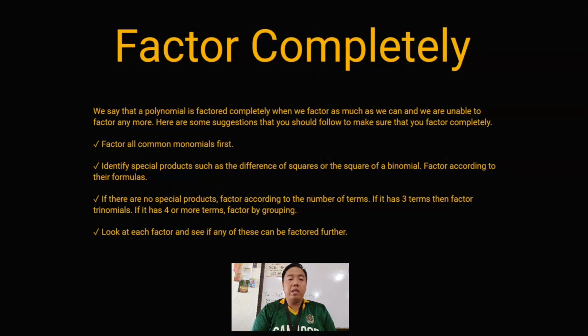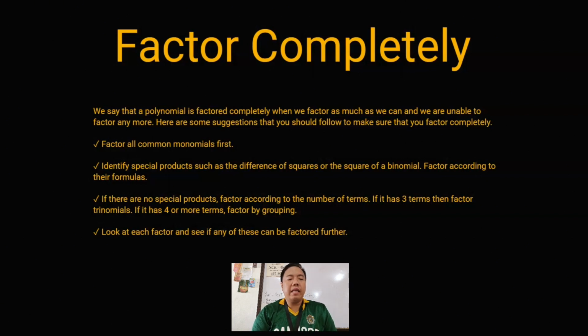We say that a polynomial is factored completely when we factor as much as we can and we are unable to factor anymore. Here are some suggestions that you should follow to make sure that you factor completely. 1. Factor all common monomials first. So, ibig sabihin, pwede tayo dito magtanong, meron po bang GCF for this one? So, kung may GCF for this one, you always start with that question.